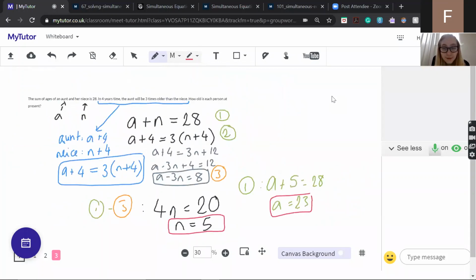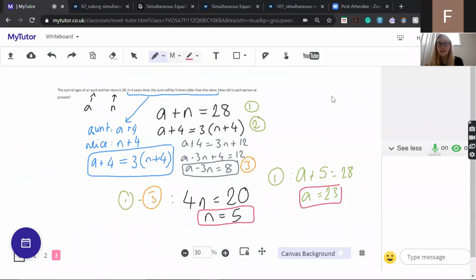And these are really nice to check, which I think is really cool, especially with the word problems. So let's check it with what we have. The sum of the ages of an aunt and niece are 28. Yep, they are. In 4 years' time, the niece will be 9 and the aunt will be 27. And in fact, 27 is 3 times 9, so that works. Perfect.